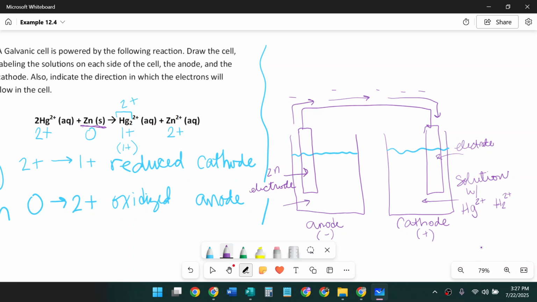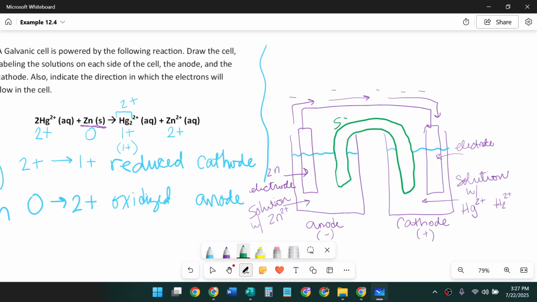The other solution is over here. Let's get rid of that line. This solution is going to contain the zinc 2+ ions that are floating around as the zinc loses its electrons to the other side. And then the last thing we need to draw, let's make it green. So let's make a little path for it. This is our salt bridge. All right, so that's all the pieces we need.